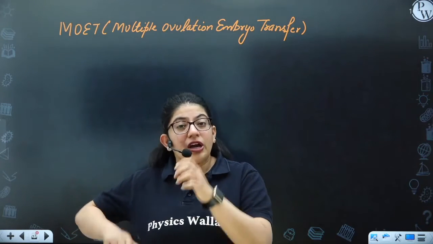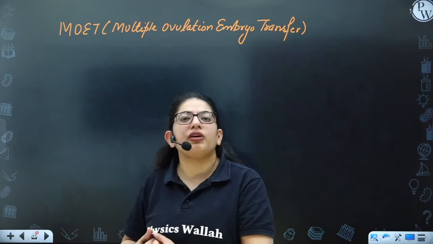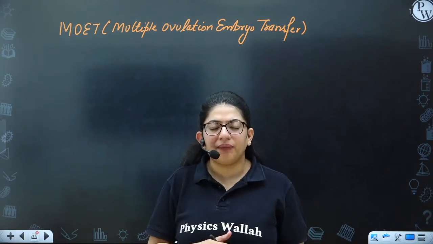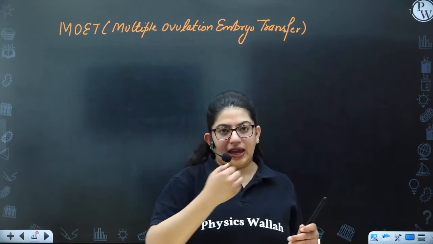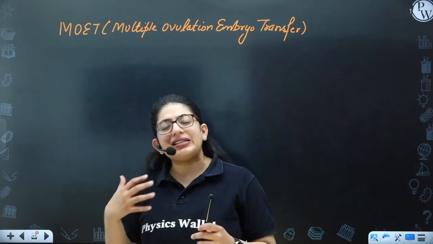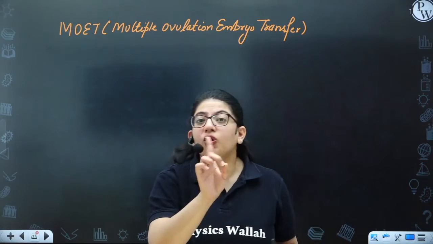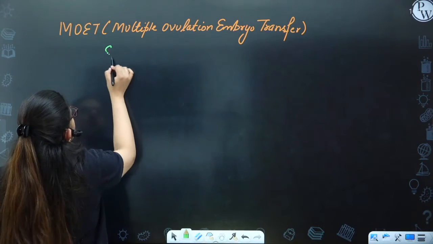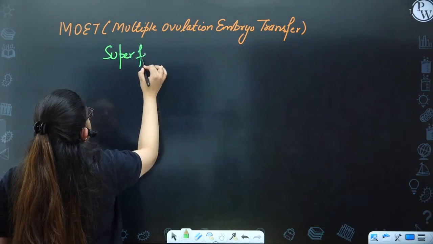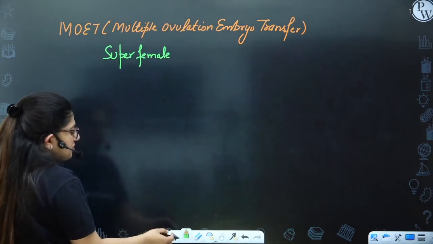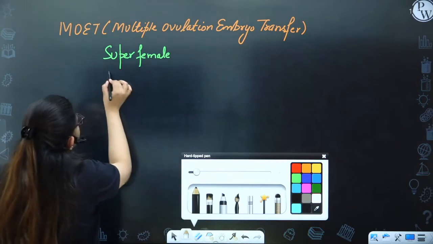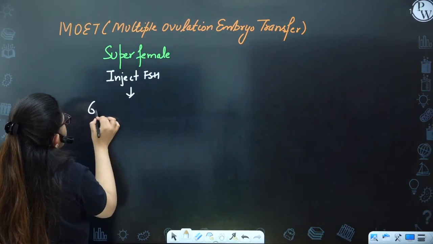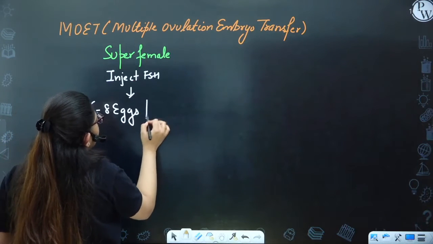Now that embryo is taken out from the female non-surgically, with the help of instruments or with the hand only. The doctor will take out those embryos, and then they are deposited into another female, not the same one, which is a surrogate, right? So we have taken a super female. A super female is one which has very good characters like more lactation, disease resistance, like that. Now we inject FSH. As a result, she will produce 6 to 8 eggs per ovulation.